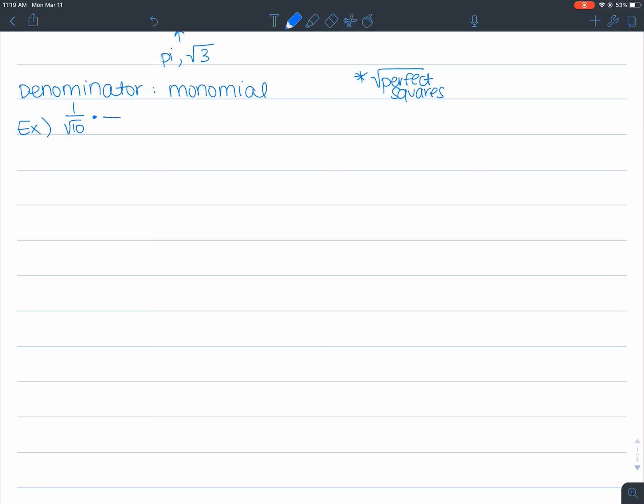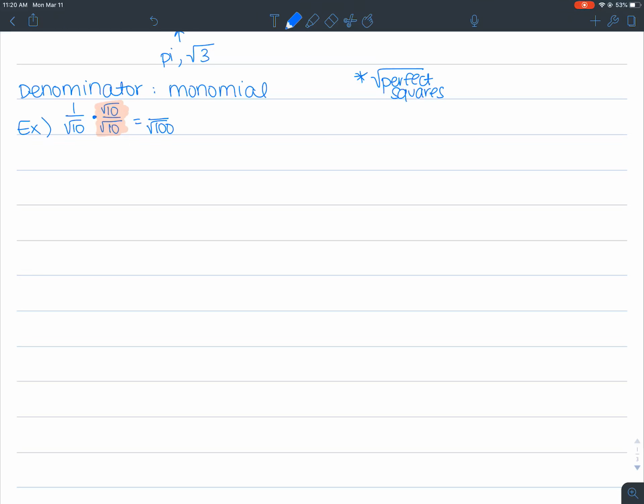So if I multiply by square root of 10, so square root of 10 times square root of 10, well, that will give me the square root of 100, and I can simplify that. But I have to remember that what I do to one side, I have to do to the other, because I don't want to change the value of this fraction, I just want to change the appearance. So this right here is multiplying by 1, because it's the same thing over the same thing.